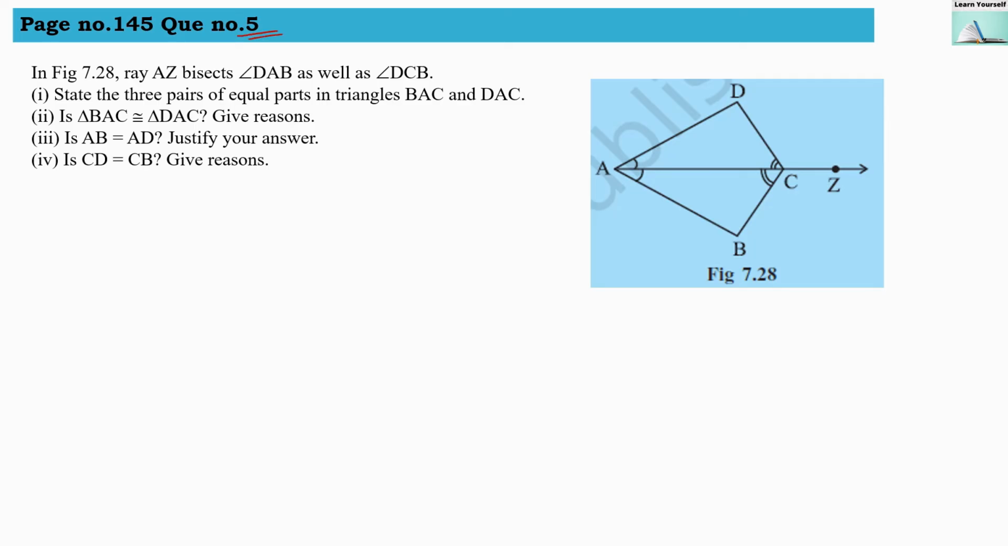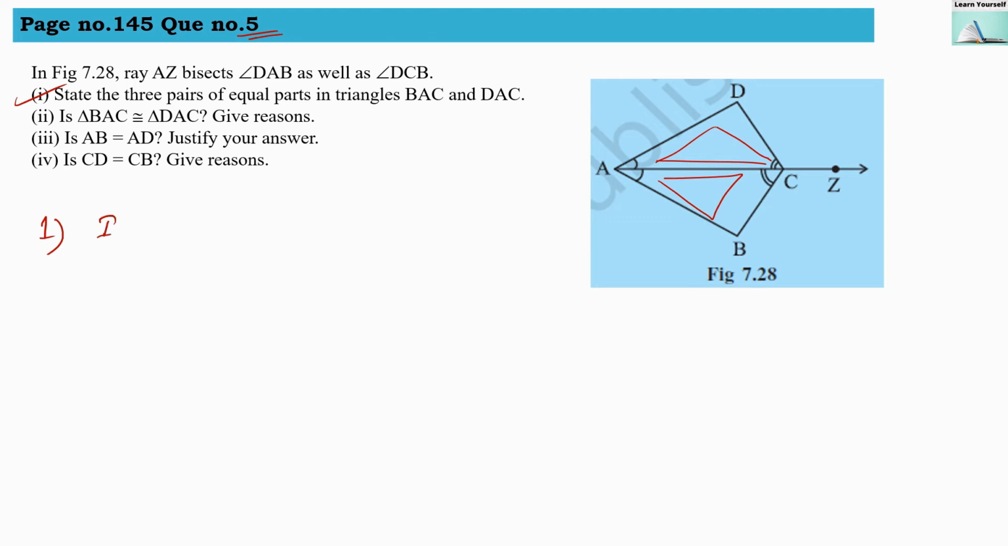Fifth numerical is ray AZ bisects angle DAB as well as angle DCB. So here we are getting two triangles like this and like this. That two triangles are there and respective angles are equal. Now we have to answer the four questions. First question is state three pairs of equal parts in triangle BAC and DAC.